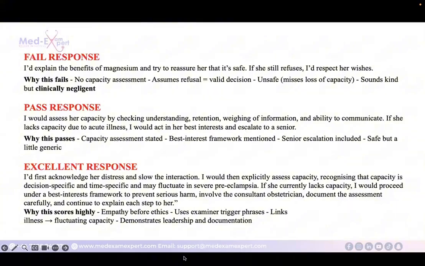Now, what would be an excellent response? And that is, if you say to me, "I would first acknowledge her distress and slow the interaction."